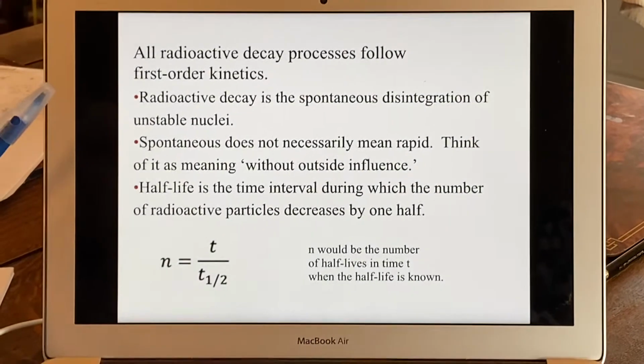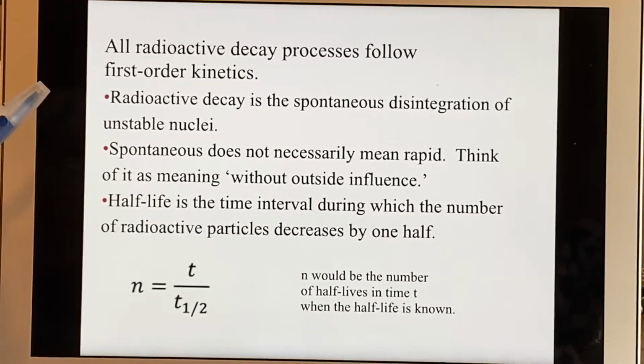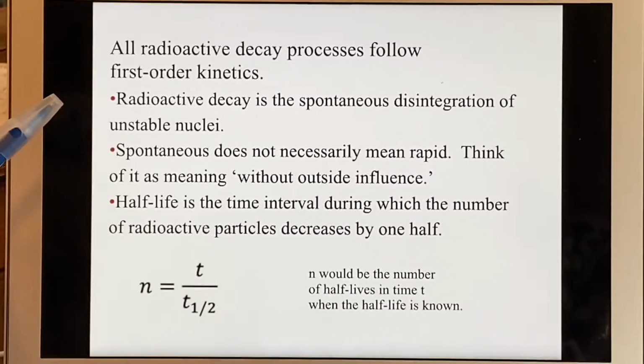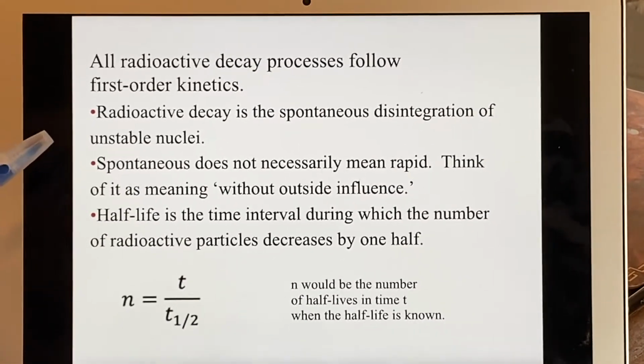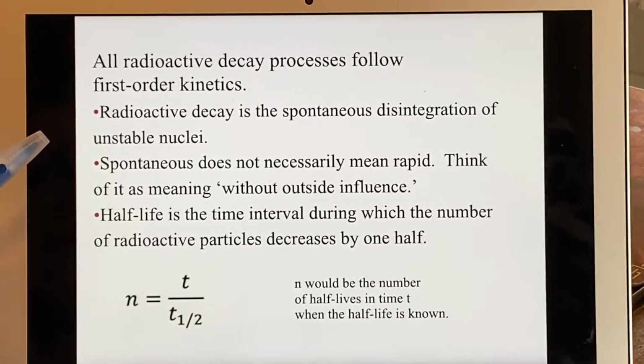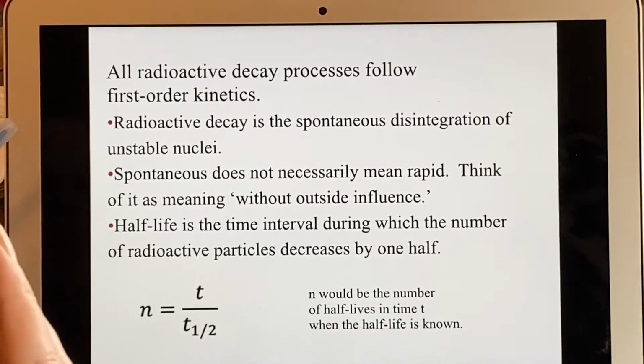Here's some good news. We had a kinetics chapter. It turns out the radioactive decay processes are all first order kinetics. You're not going to have to worry about zero order. You're not going to have to worry about second order. It's all first order. And it comes about when an unstable nuclei decides to fall apart.